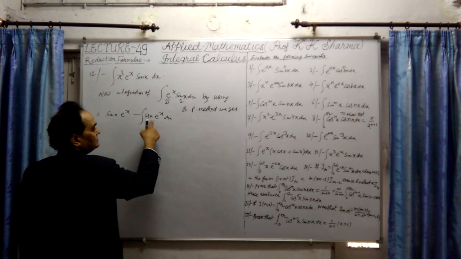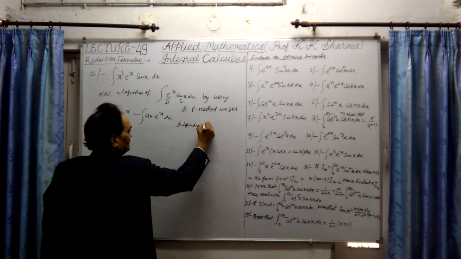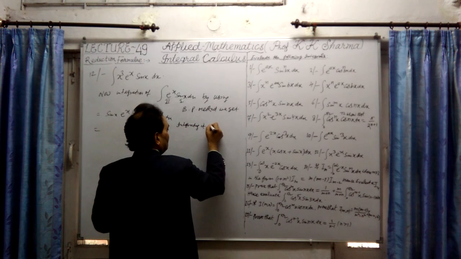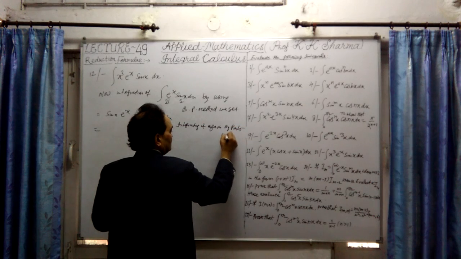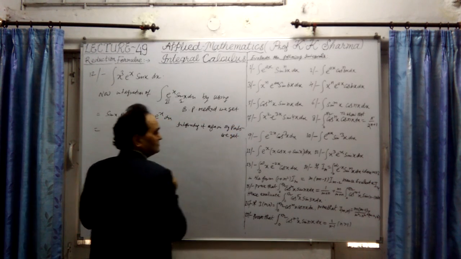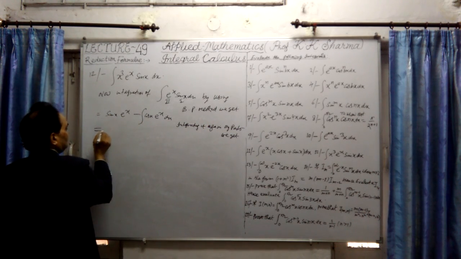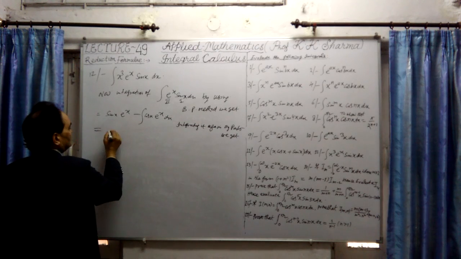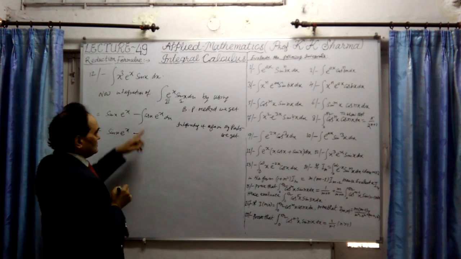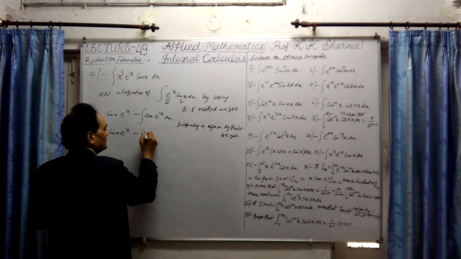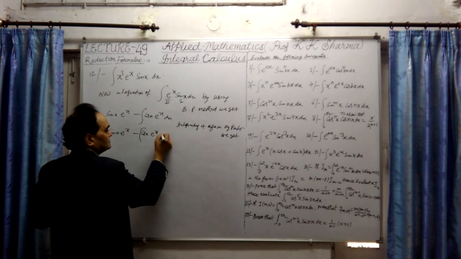Now further integrating it by parts. We get e^x sin x as it is minus, first function, second function, cos x as it is. Let me do it in brackets. Integration of e^x is e^x minus sin.